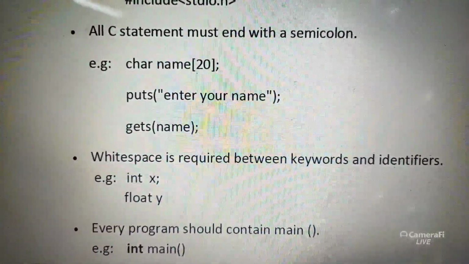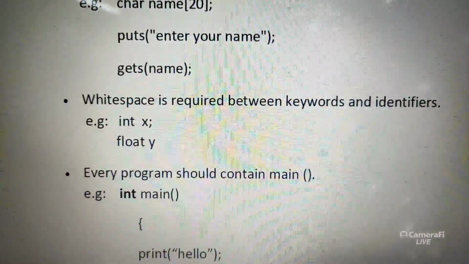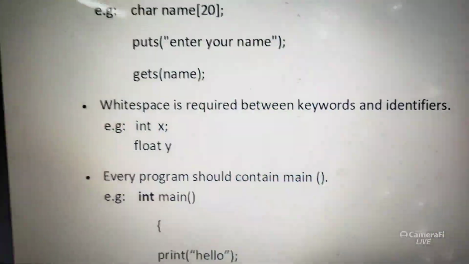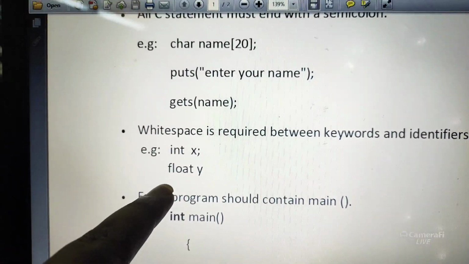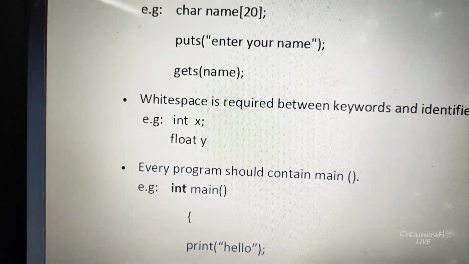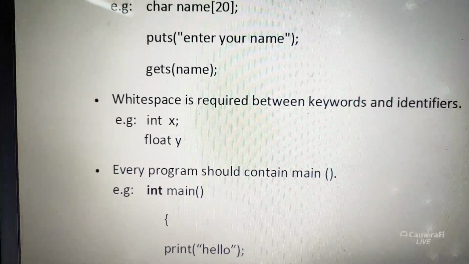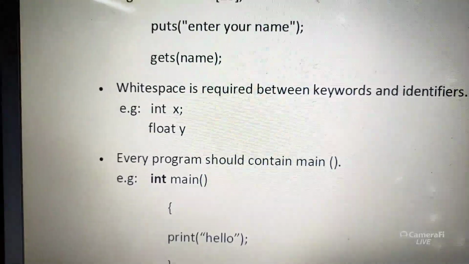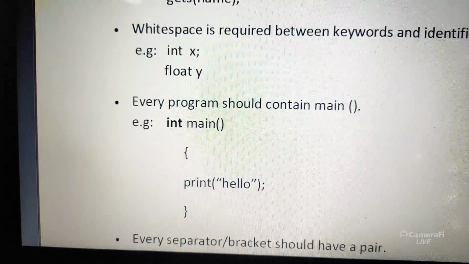Wherever you want to end the line, put the semicolon. Next, white space is required between keyword and identifier. Variable declarations: int x, float y. Float means decimal numbers like 1.5, 2.5. Int means only integers like 20, 30, 40. So int space x: white space means one space, and the space bar can be used for white space.